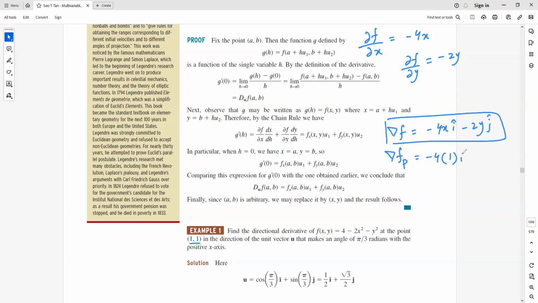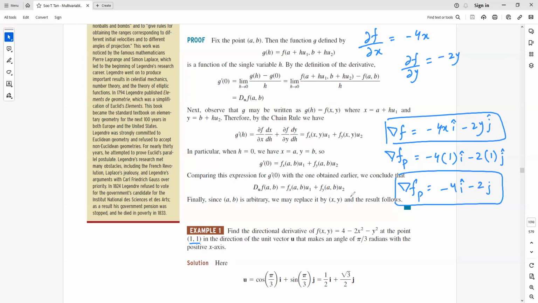So x is 1, and y is also 1. So the gradient at this point is negative 4i minus 2j. All right, this is the gradient at this point.